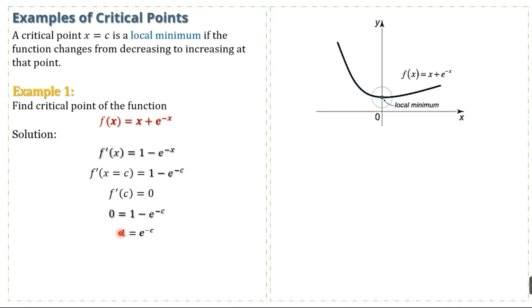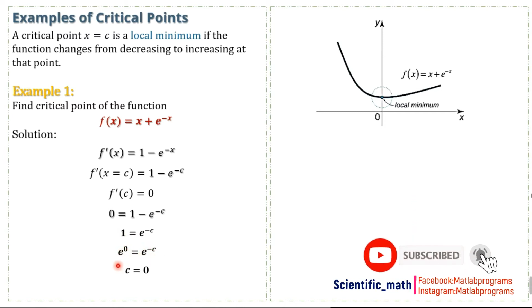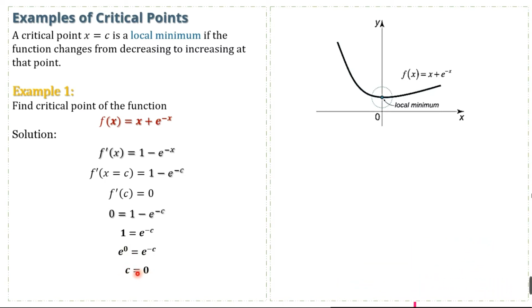We can write 1 as e to the power 0. So e to the power 0 is equal to e to the power minus c. We compare the powers of both, e to the power 0 and e to the power minus c, so we get the value of c is equal to 0, and this is the critical point. Now we check at c is equal to 0 whether the derivative of that function is equal to 0 or does not exist. We put the value of c in this function, and we see that at c is equal to 0, the derivative of the function is 0.